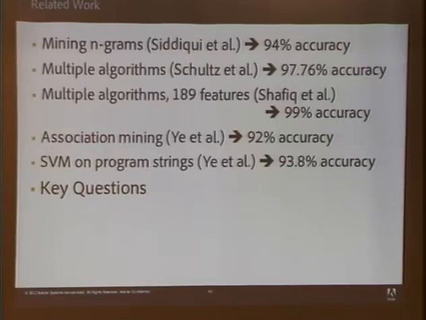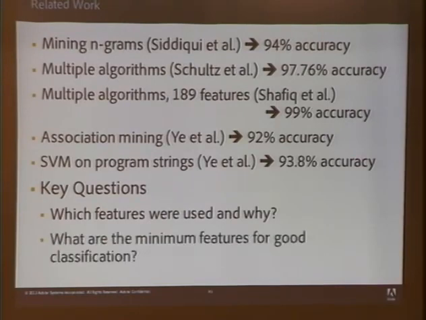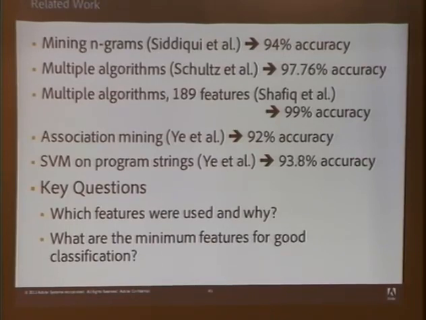Here's the research that was most relevant to the stuff I was doing. The reason I pointed it out is that a lot of people had achieved very good accuracy in the results, and as I was trying to think of what are the questions I could try to pursue, it seemed like there were two key questions that were still unaddressed by the existing research. And the first of these was which features could be used in machine learning for classifying malware, and why? And a related question was what are the minimum features for good classification?